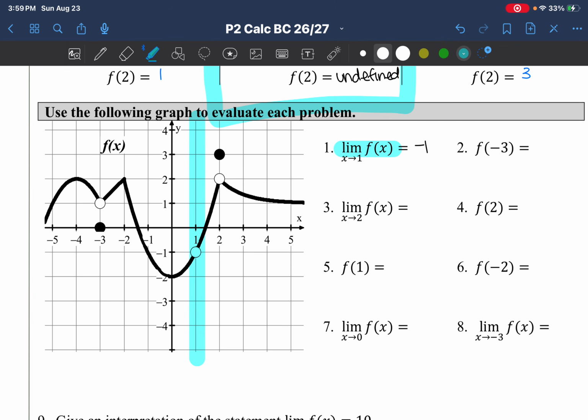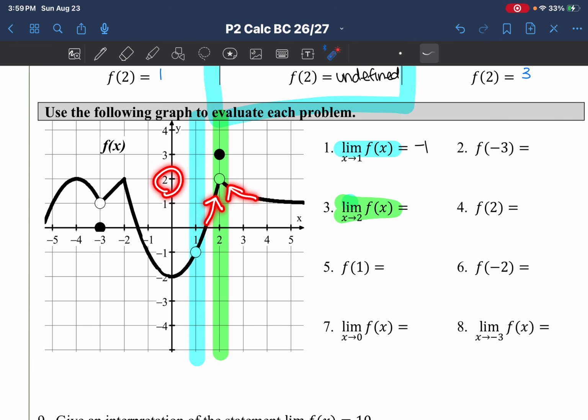Okay, let's look at the next one. So we're looking at the limit as x approaches 2. Again, looking at the left side and the right side, notice that they are both approaching 2. I'm going to do all the limits first. So let's look at this one down here. So we're looking at 0. So the limit as x approaches 0 of f of x, I look at the left and I look at the right, and notice I get to the same value of -2.